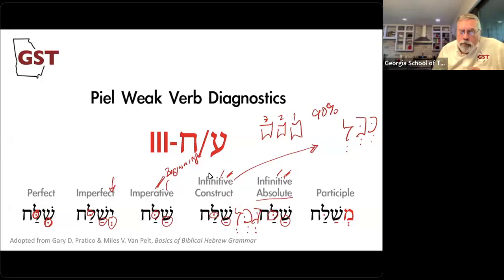So that's just your prioritization. You would assume that if it has the inseparable preposition, it's going to be an infinitive construct. If it does not, it could still be infinitive construct or infinitive absolute. Obviously, if it's the imperative, it's going to be at the beginning of a statement: go do this, stop that. Then your last resort is infinitive absolute.